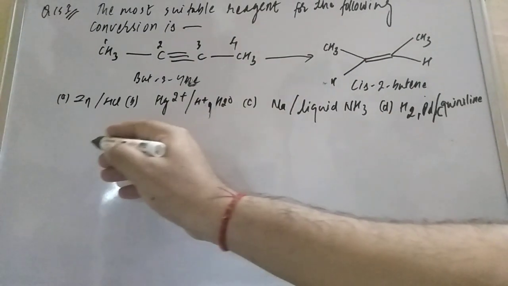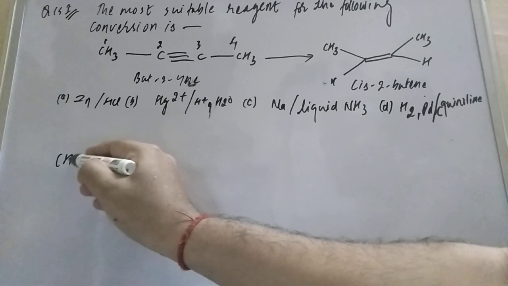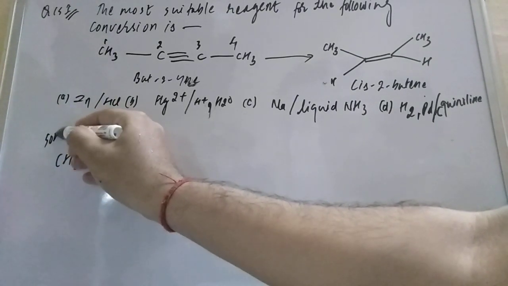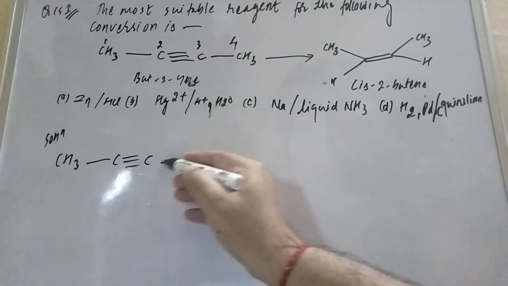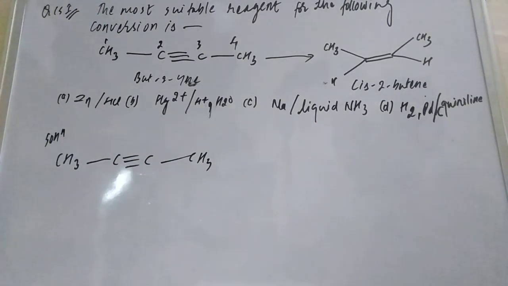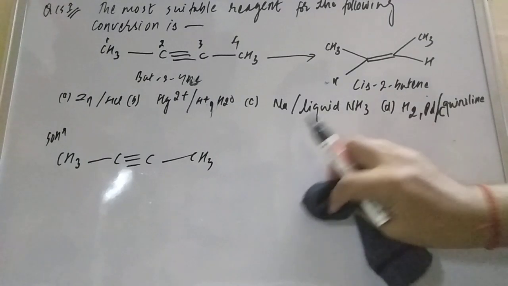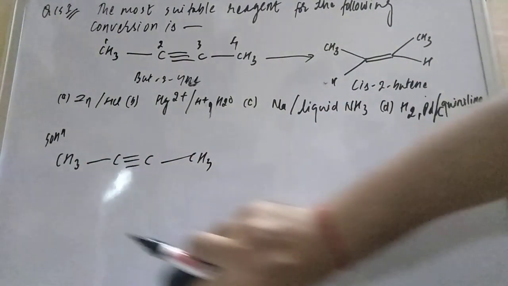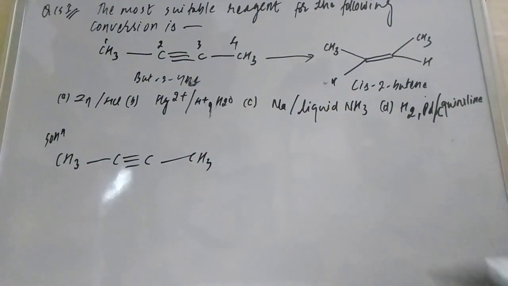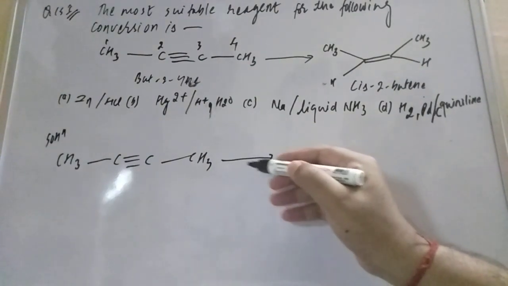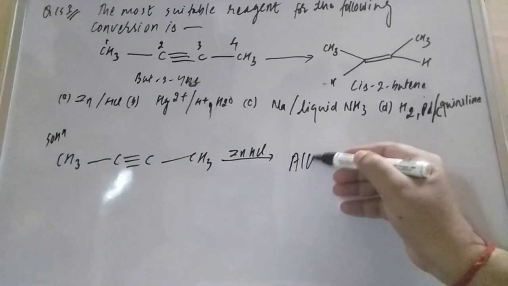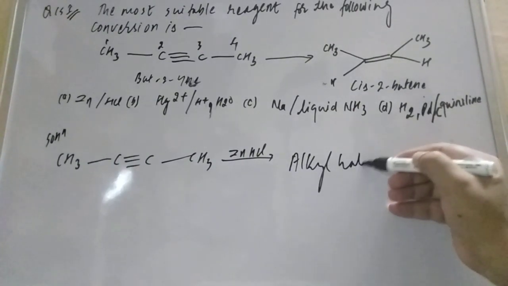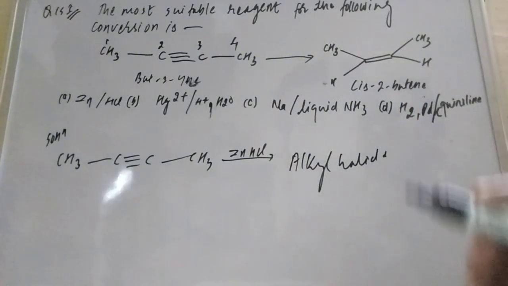reagent. Now dear friend, the compound is CH3, C triple bond C, and here is CH3. With these options, student, if you take option number 1, Zn and HCl, you will get the alkyl halide. Alkyl halide, but we need cis-2-ene.